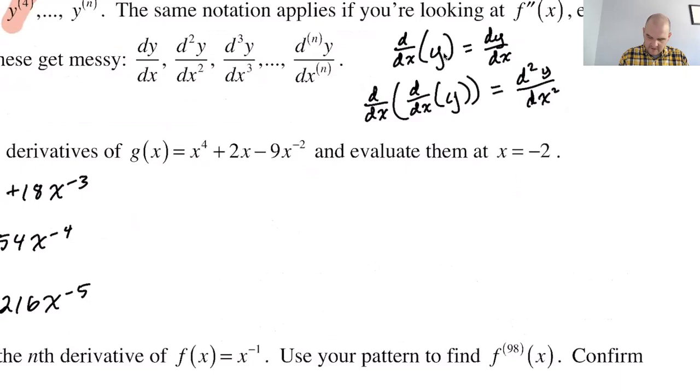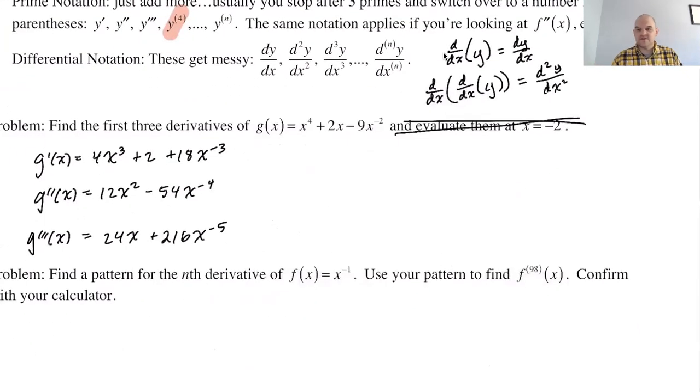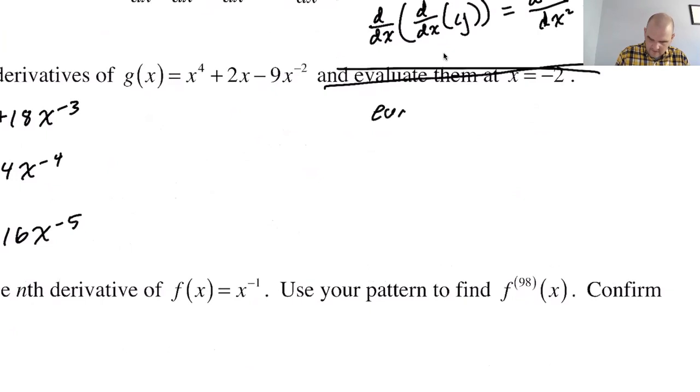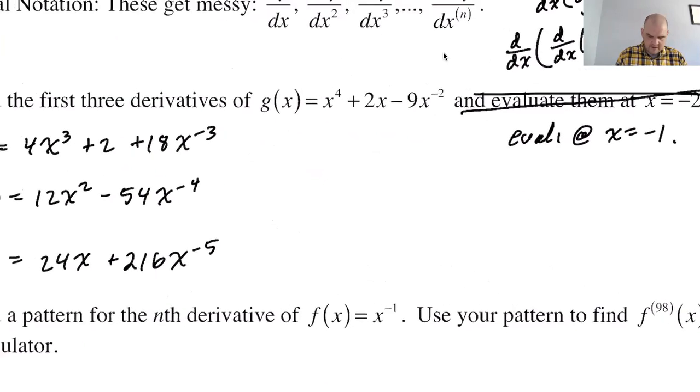Evaluate them at negative 2? How about we don't? All right, let's just not do that. There's no reason for that. Maybe negative 1. How about that? Let's change it to that. Evaluate at x equals negative 1. All right, that I can deal with.